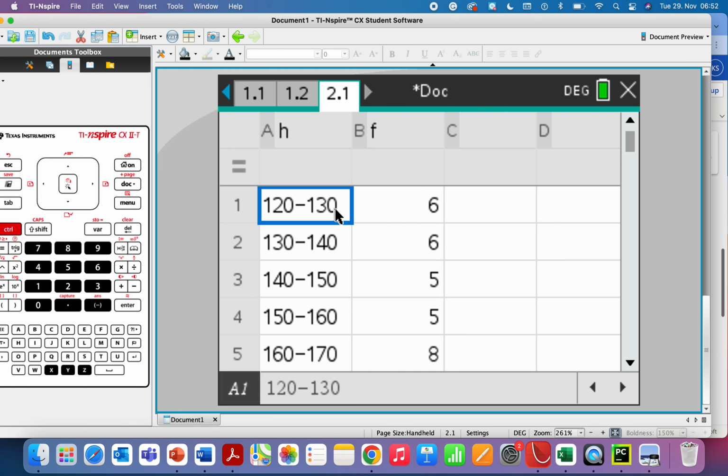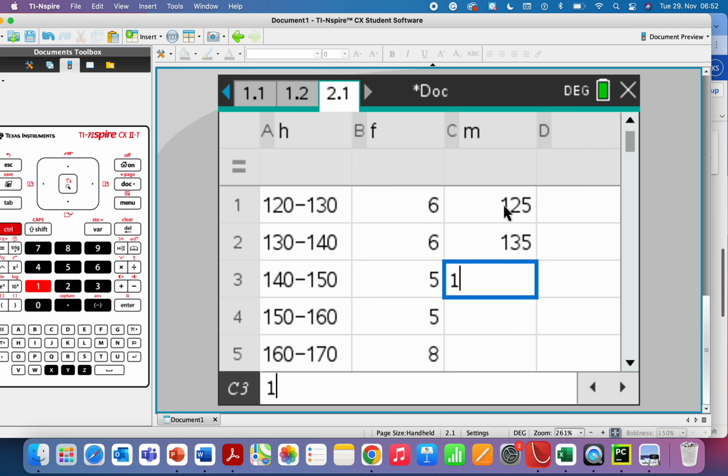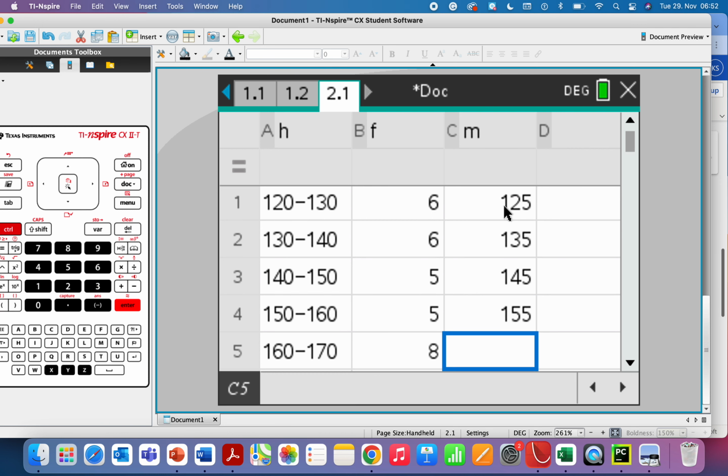We just don't know. So we just tend to give them all the same height, call it the midpoint, which is halfway between these two. Now you could just add them together and divide by 2, or if you can find the halfway quite easily, you can just go ahead and write it in: 125, 135, 145, 155, 165, and that's it.